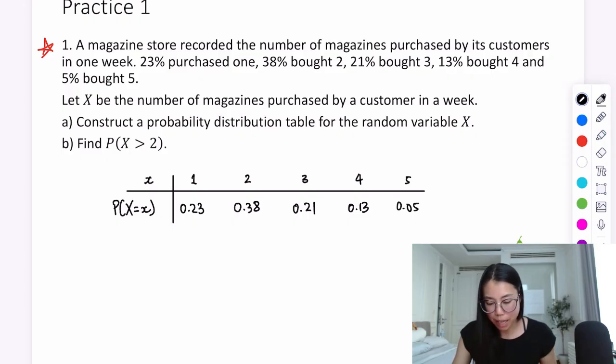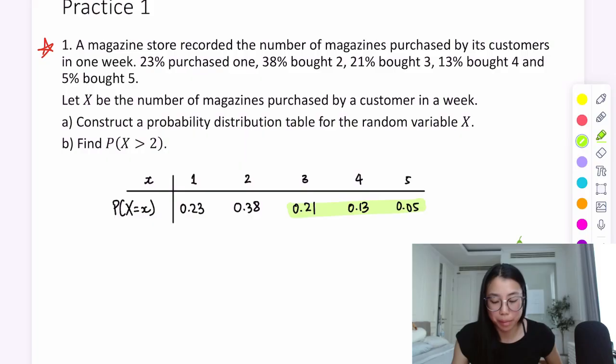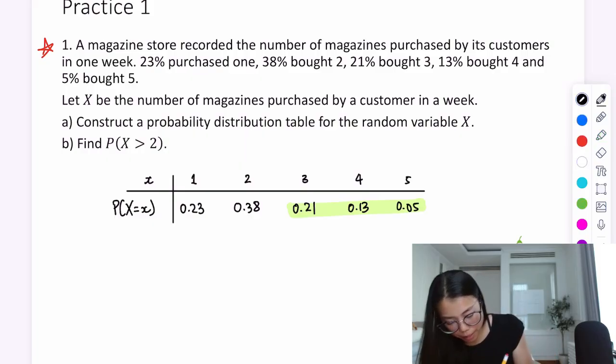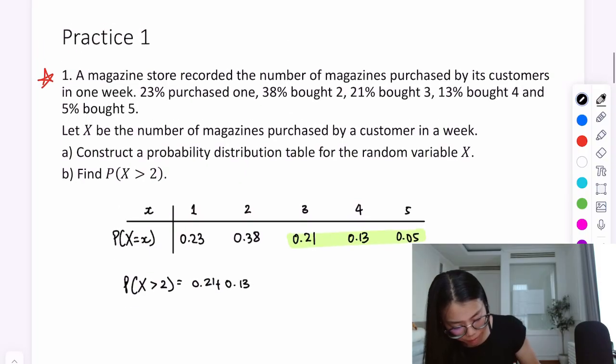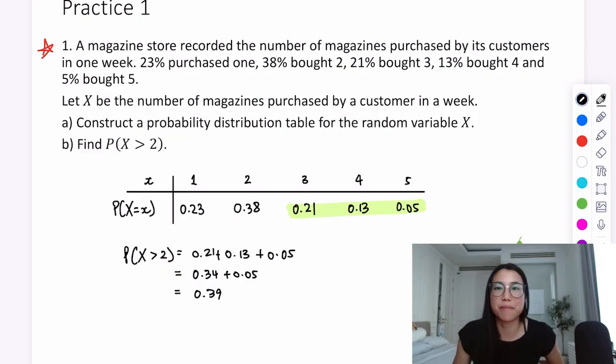And now we can use this table to figure out the probability that the value of x is greater than 2. So I'm looking for the sum of these three probabilities. So the probability that x is greater than 2 is equal to 0.21 plus 0.13 plus 0.05. Well, 0.21 plus 0.13 is 0.34, and then add another 0.05. That gives me 0.39.